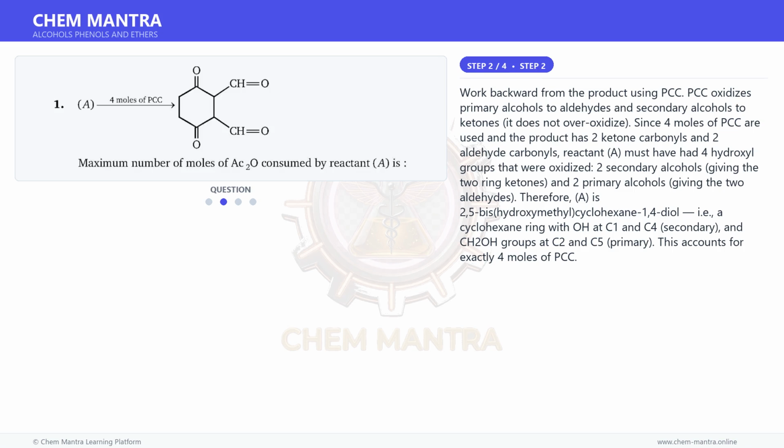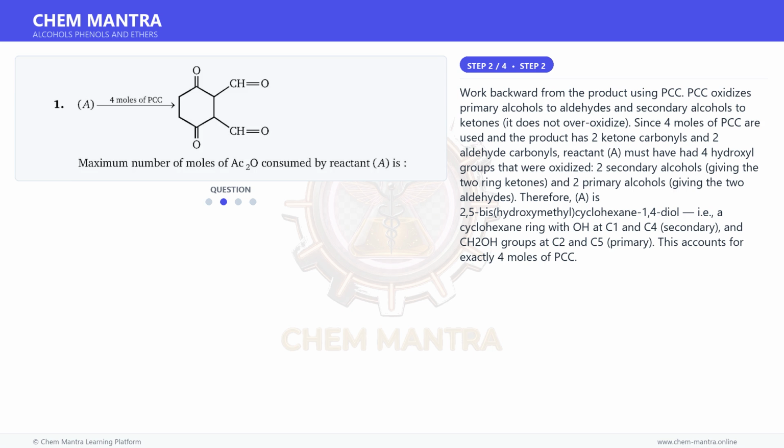Work backward from the product using PCC. PCC oxidizes primary alcohols to aldehydes and secondary alcohols to ketones. It does not overoxidize. Since 4 moles of PCC are used and the product has 2 ketone carbonyls and 2 aldehyde carbonyls, reactant A must have had 4 hydroxyl groups: secondary alcohols, giving the 2 ring ketones, and primary alcohols, giving the 2 aldehydes.